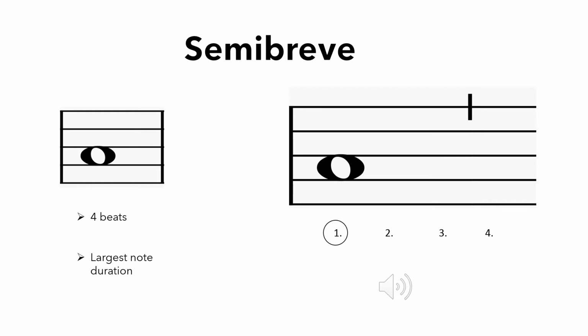As you can tell, there were no stops or pauses after the note had been played. This is how we know a semibreve has been played, as it lasted for a total of 4 beats.